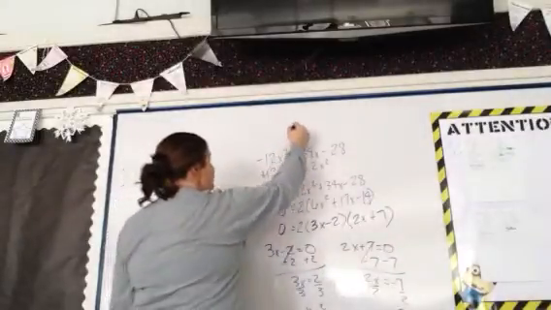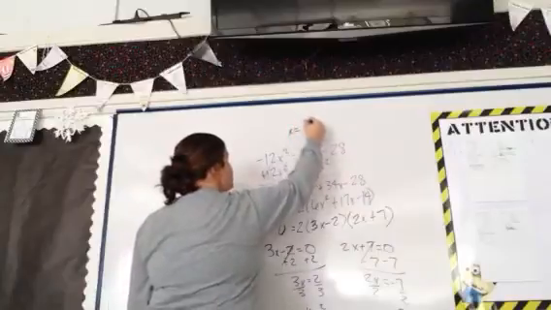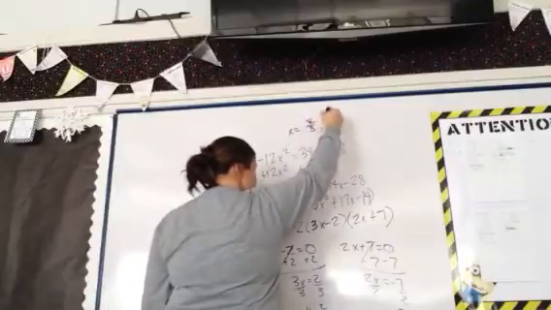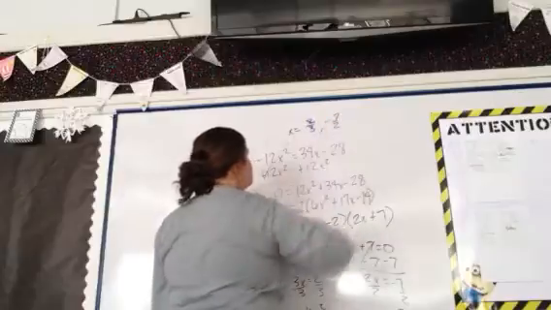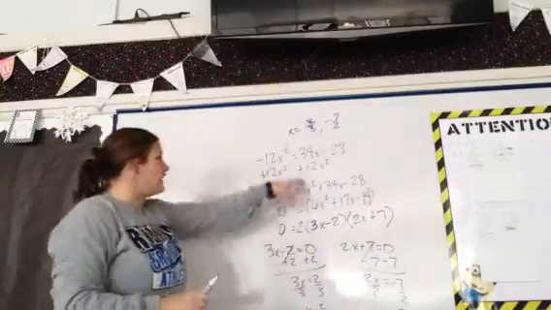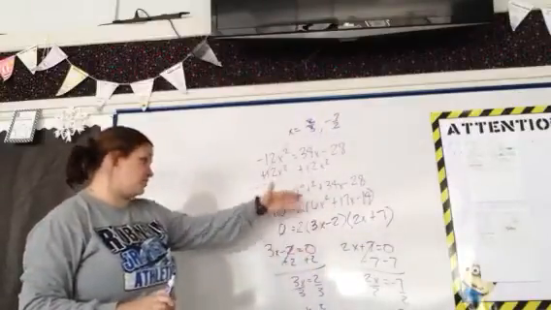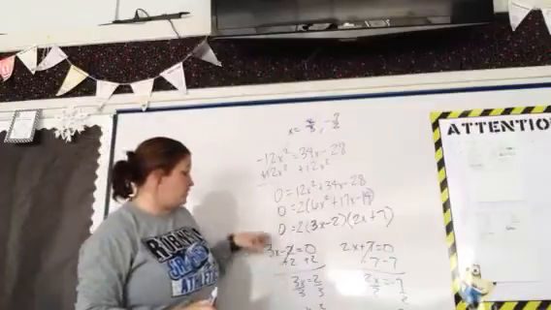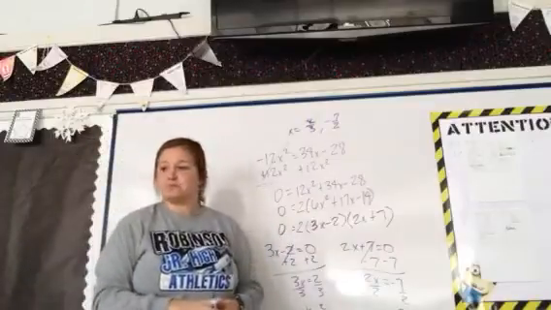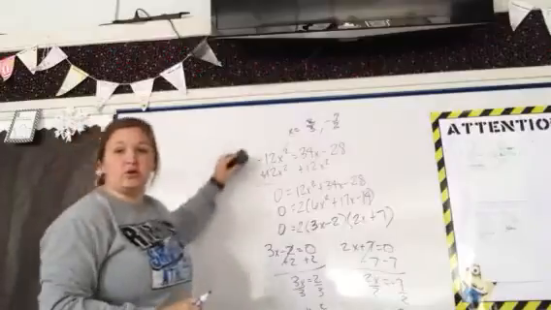So the solution here is x is equal to 2/3 and negative 7/2. Okay. If you didn't factor out this 2 first, you'd have to reduce down here at the bottom. All right, so let's look at our next example.